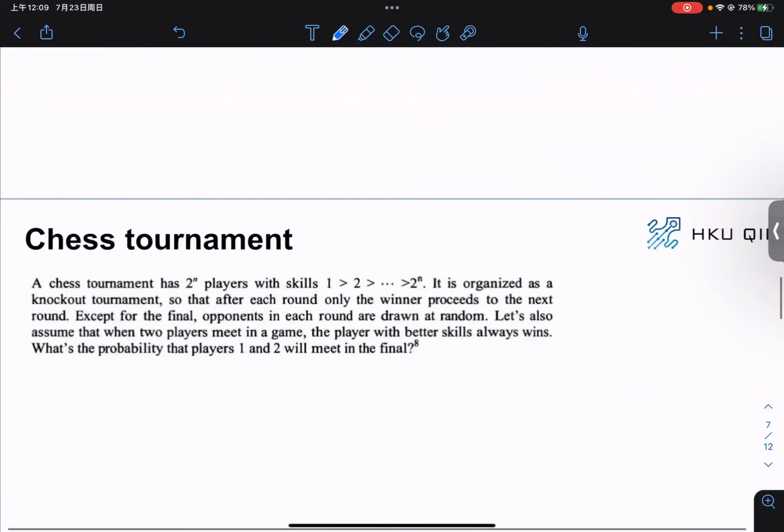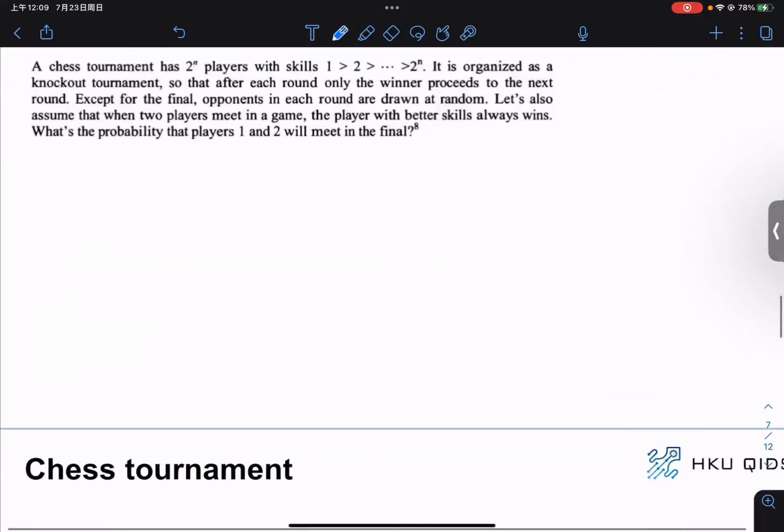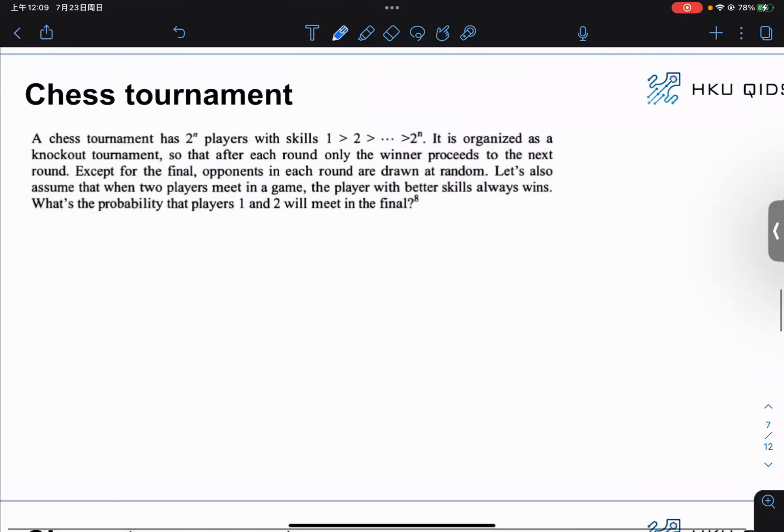And now let's come to the next one, the chess tournament question. The chess tournament has 2n players in total, with skills 1 larger than 2, larger than 2n. So basically, this is the best one. This is the worst one.